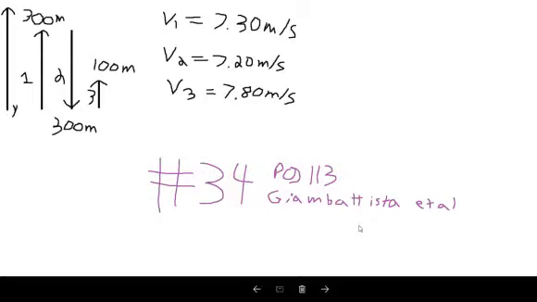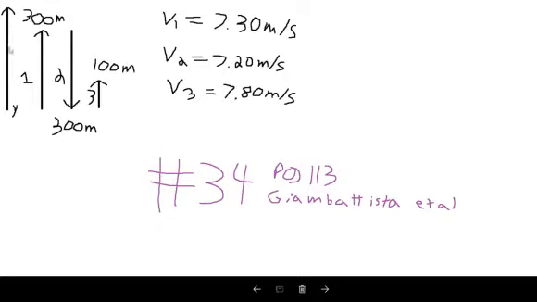The magnitudes of the average velocities of the first, second, and third runners during their parts of the race are 7.3 meters per second, 7.2 meters per second, and 7.8 meters per second, respectively. What is the average velocity of the baton for the entire race? Alright.